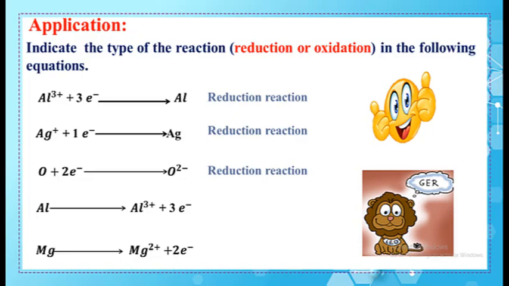Here in equation 4, the electrons are at the end of the equation. This means that there is loss of electrons, so the type of reaction is oxidation reaction. And the last one, the two electrons also are at the end of the reaction. This means that Mg loses electrons, so it also undergoes oxidation reaction.